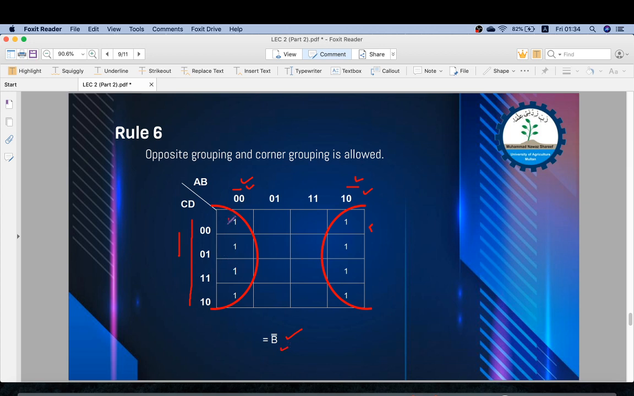Instead of that, if we take groups of 4 and 4 or 2 and 2, there will be more equations and the final equation will be lengthy. So using opposite grouping and corner grouping allows us to make a simpler and smaller equation.